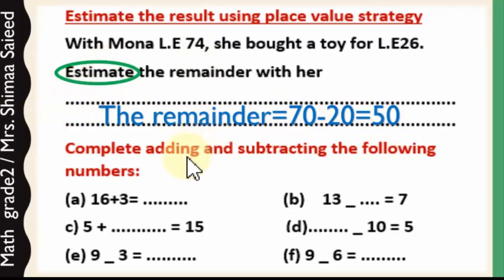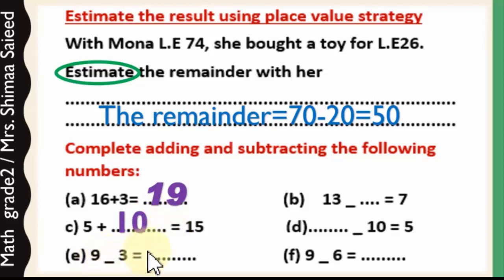Now complete adding and subtracting the following numbers. 16 plus 3. We count 3 after 16. We have 17, 18, 19. So the sum is 19. 5 plus unknown number equals 15. Excellent. 5 plus 10 equals 15.